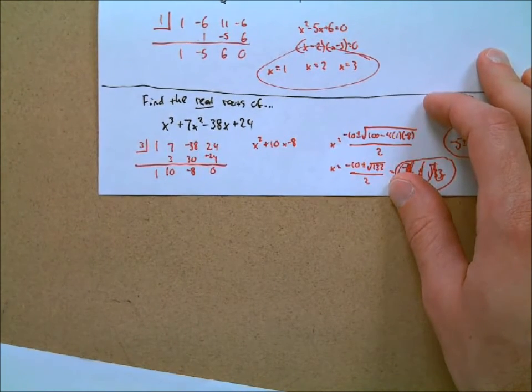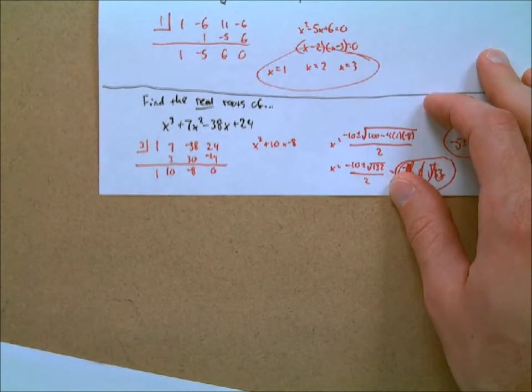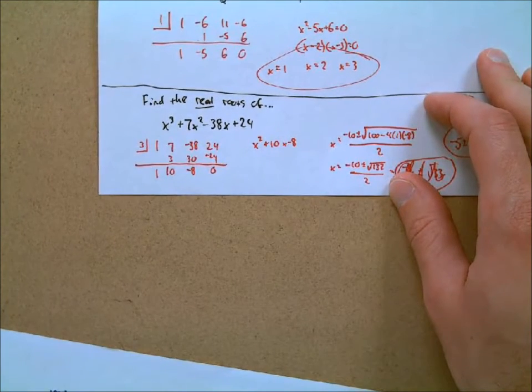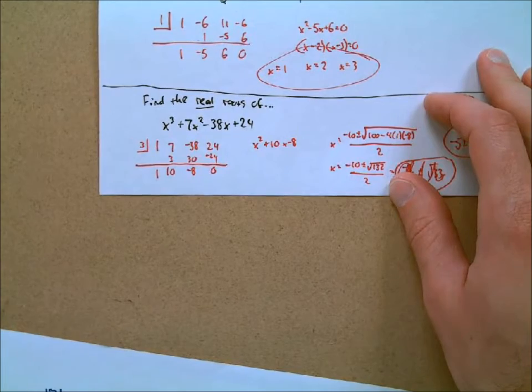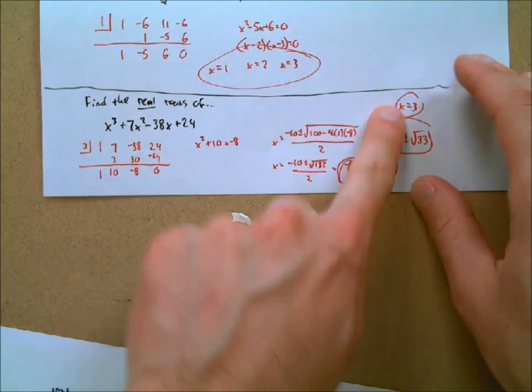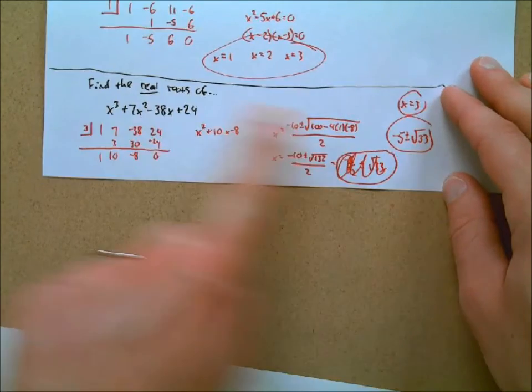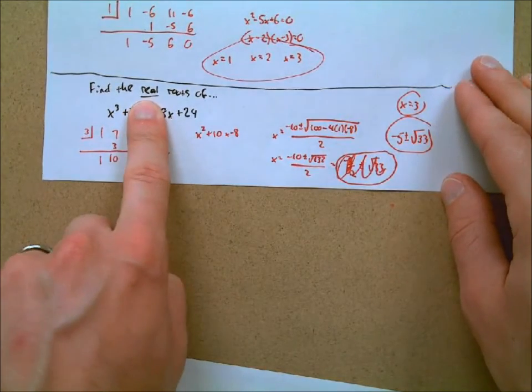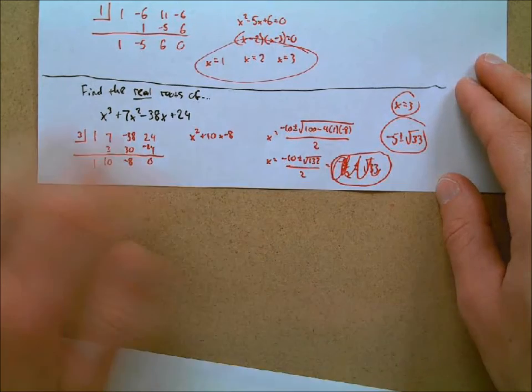Okay, sorry, Jen, a question? Yeah, I don't remember. Oh, so is the answer just 3? The answer is 3 and these two, because the directions are to find the real roots. So real roots would include square roots that don't simplify and stuff like that.